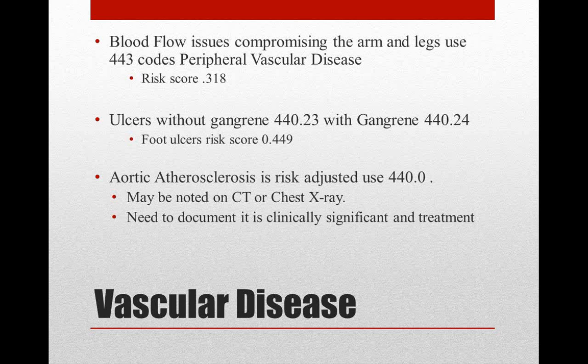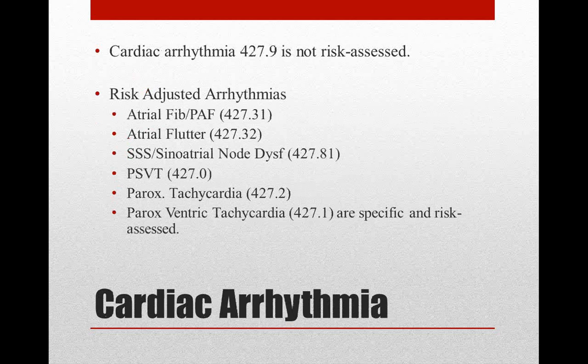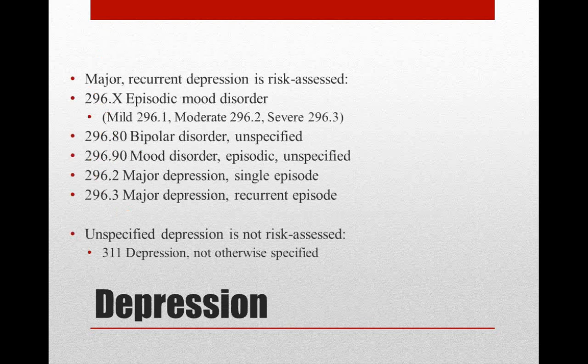But one that we tend to miss is we see aortic atherosclerosis at 440.0. We find this on a CT or a chest X-ray. And if we feel it's clinically significant and we're going to be monitoring it, we need to document that, and 440.0 is risk adjusted. Cardiac arrhythmias: not just risk adjusted if you just use 427.9, but if you use the specific arrhythmia, AFib, A-flutter, PSVT, paroxysmal tachycardia, all of those, they all risk adjust. So you want to make sure you do that.